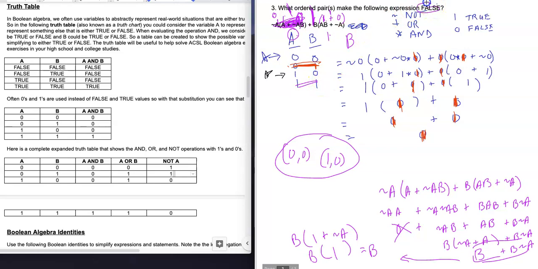And remember, we want false here. We don't want true. So it turns out any one of the 4 ordered pairs in which B was false is a correct solution to this exercise. So that would have been another way to have ruled out these two and left these as the answers.